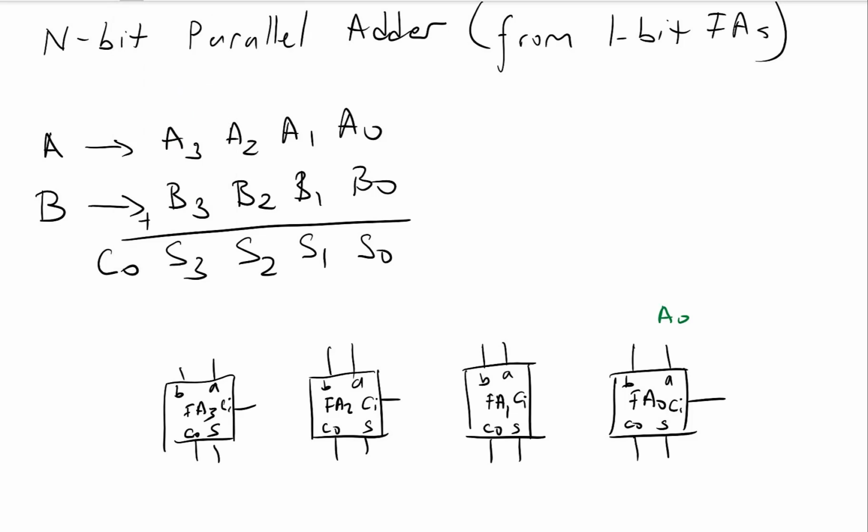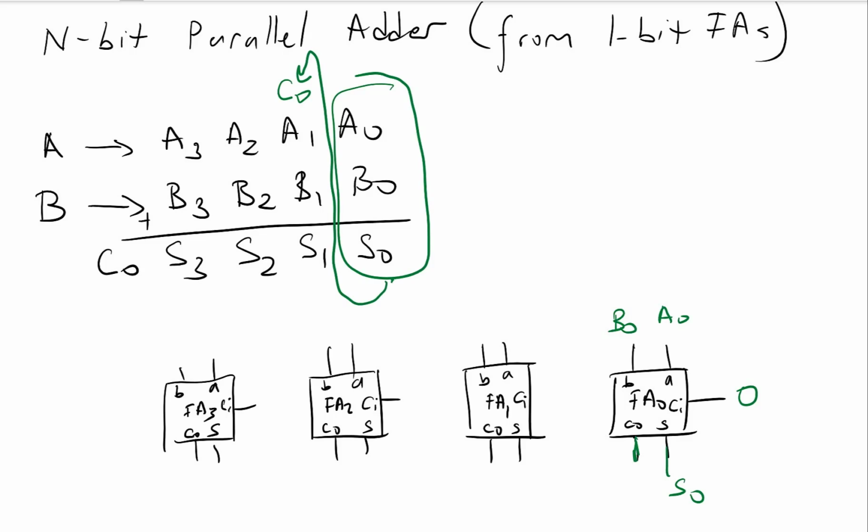So I will be connecting A0 here, B0 here, and initially I don't have any carry in. I can put a 0 here, and this will be my S0, right? So this carry out, I do this addition. If there is any carry out, I need to take that carry out from here, and I need to add it to the next section, right? So this carry out will go as the input to the next adder stage, right?